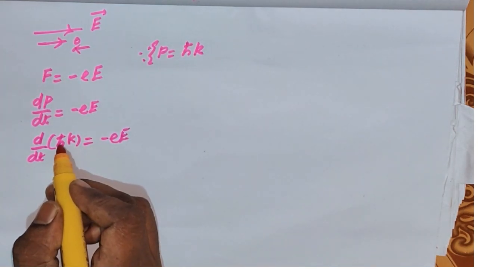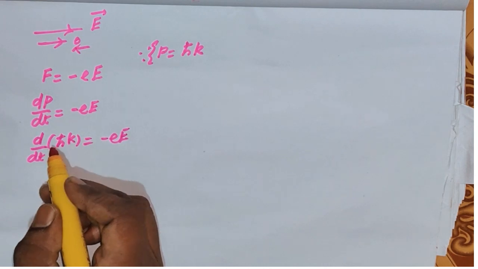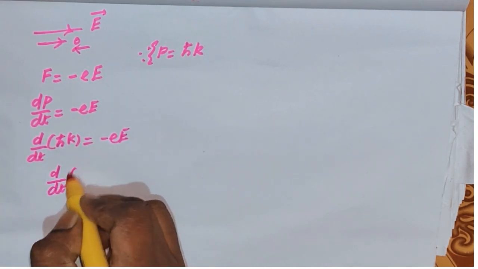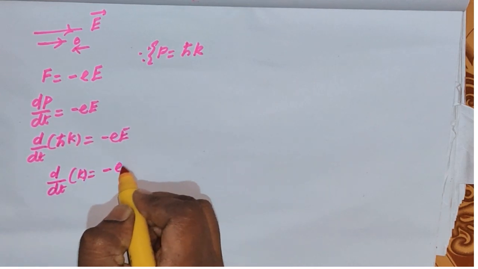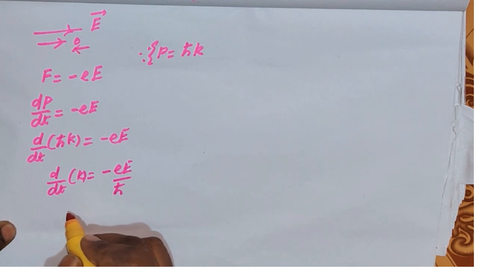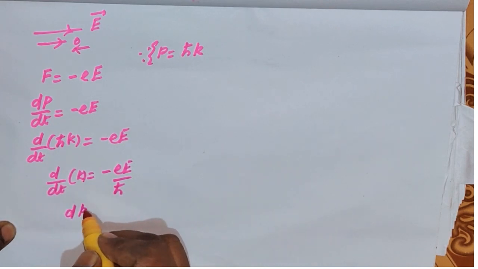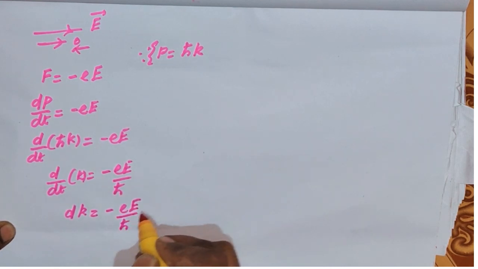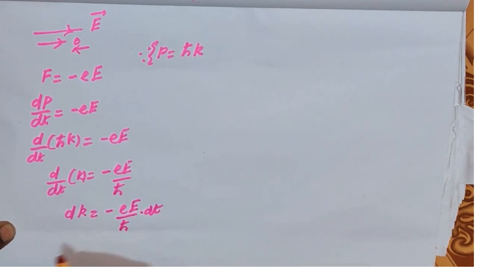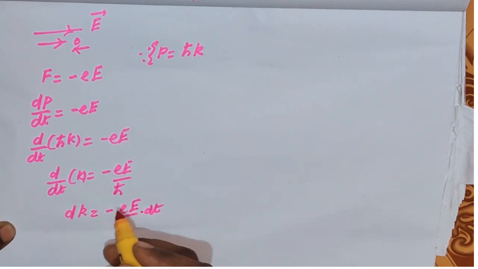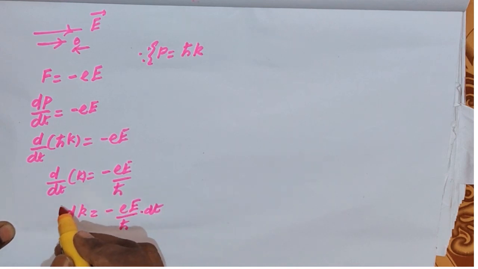h-bar is the reduced Planck constant. It is a constant, so you can take it out of the derivative. If you keep it outside, it's dk by dt equal to minus e times E divided by h-bar. Then, rearranging this equation, dk equals minus e times E divided by h-bar times dt. If you want to know the momentum of the electron at any time t, you just need to integrate on both sides.